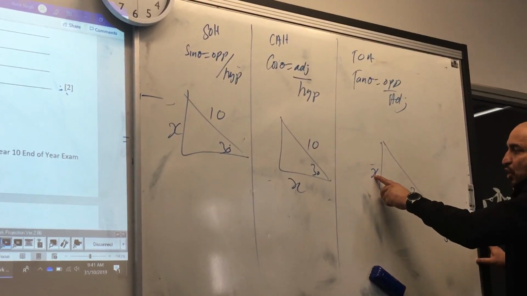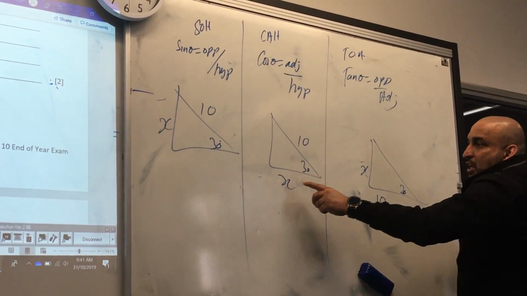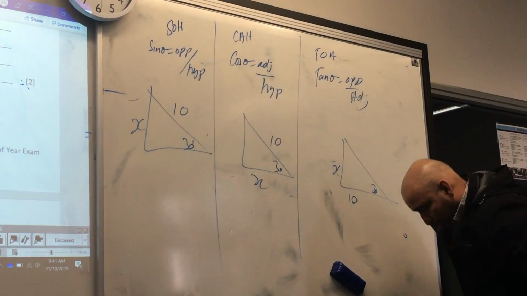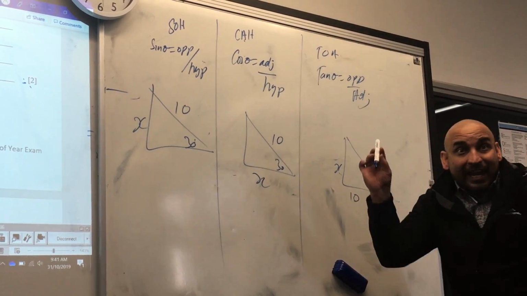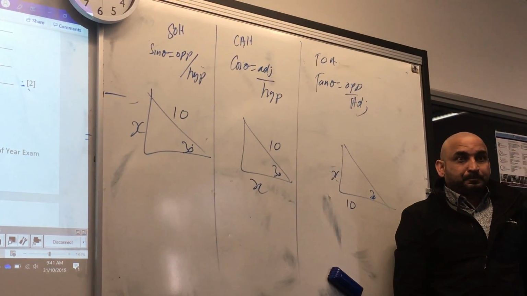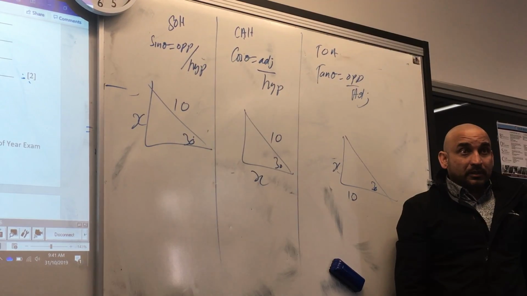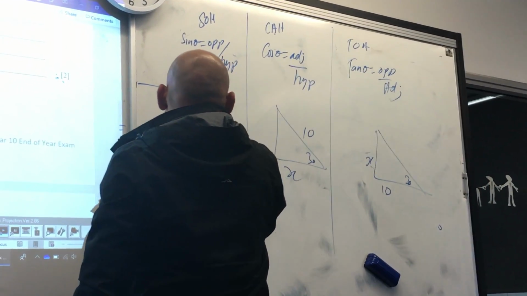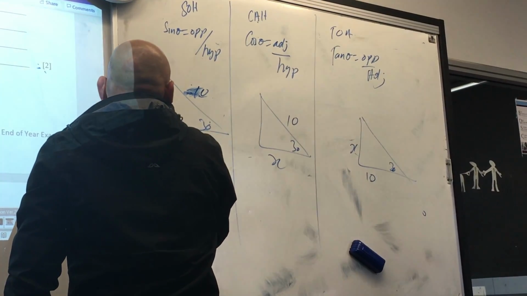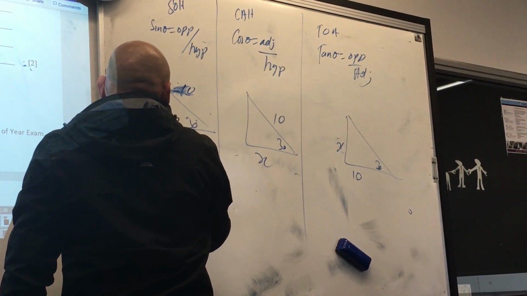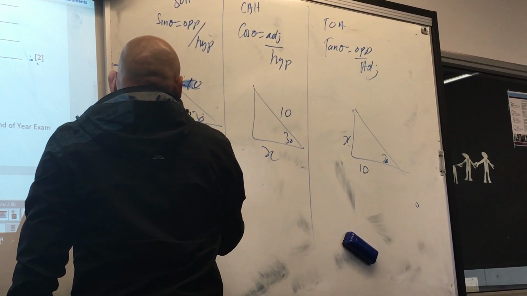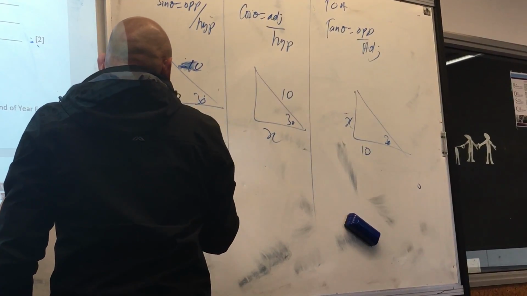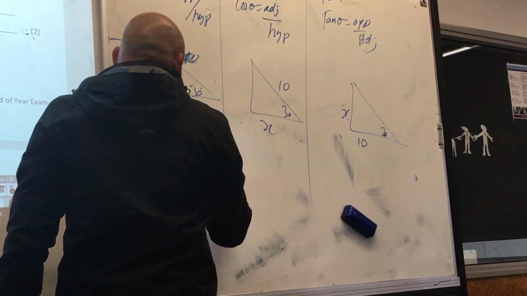Why? Because this is opposite over adjacent. This is adjacent over hypotenuse. This is opposite over hypotenuse. So you follow the formula and do the substitution in that part. Good? If I give you x there, so this will be 10, this will be x. So sine theta is equal to opposite over hypotenuse. Sine 30 is equal to x over 10. X is equal to 10 times sine 30. Get your answer.